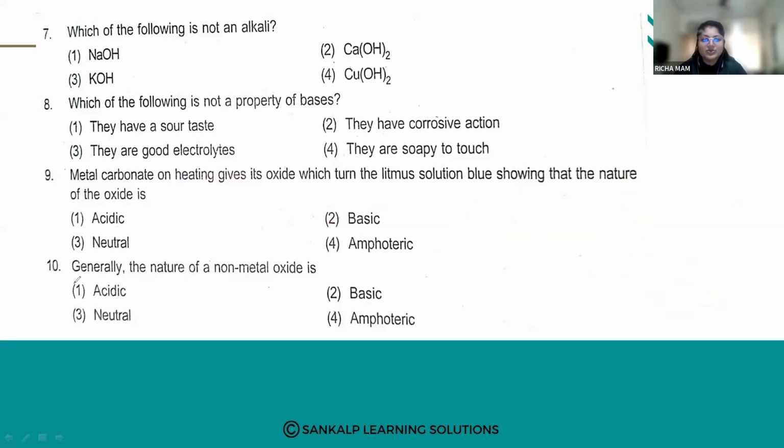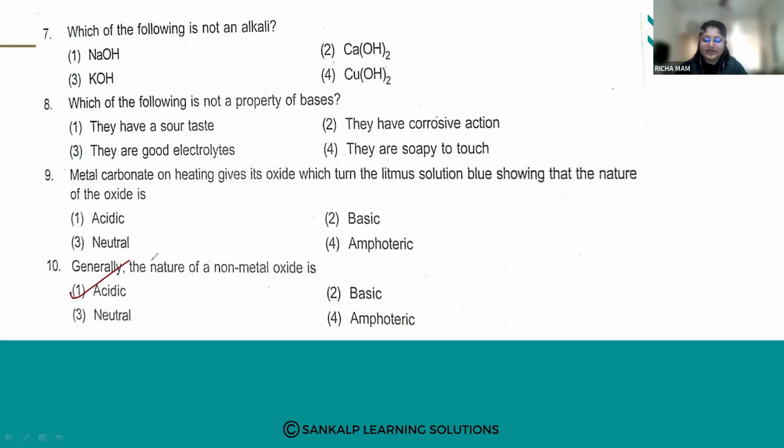Okay, let us go for the next one, the 10th one. Generally, the nature of a non-metal oxide is: first one acidic, second one basic, third one neutral, and fourth one amphoteric. Now you know the meaning of acidic, basic, neutral, and amphoteric, right? So what is the nature of a non-metal oxide? They are generally acidic in nature.